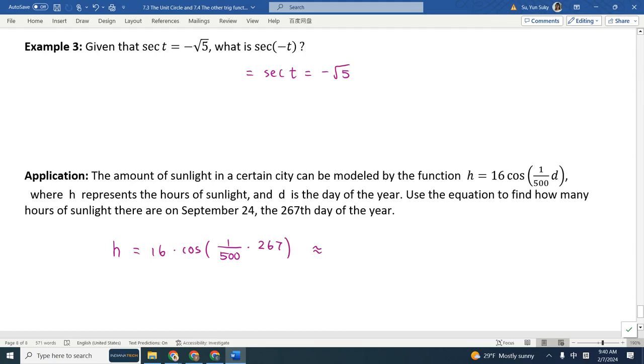So plug this in your calculator. Use degree or radian mode? Radian. So everybody take out your calculator, plug this in. What do you get? Use radian. Why? Because we don't have a degree symbol. How many decimal places? Okay, 3. Let's use 3 decimal places. Everybody practice using your calculator.